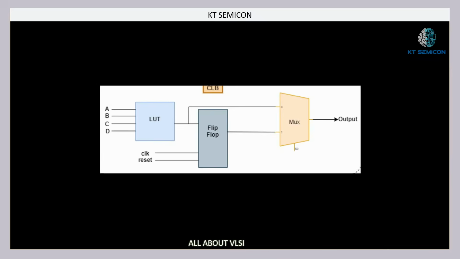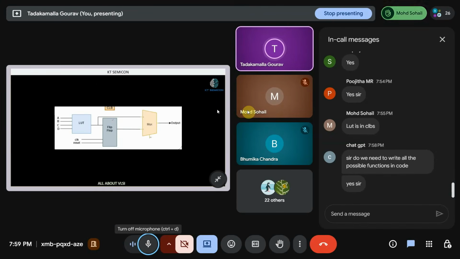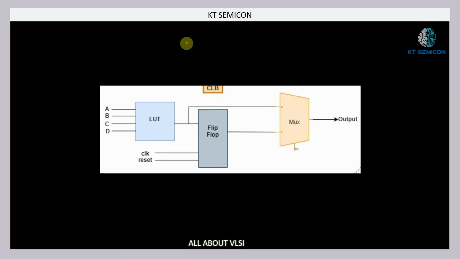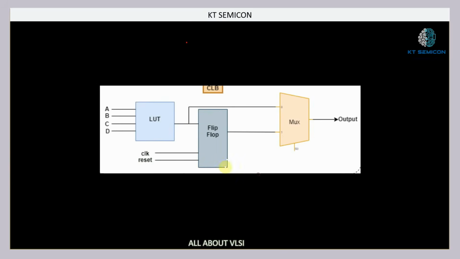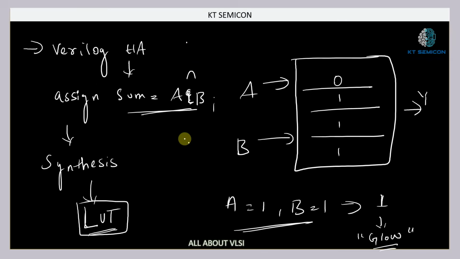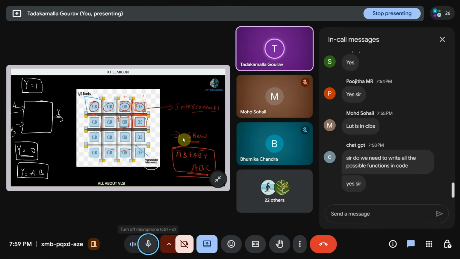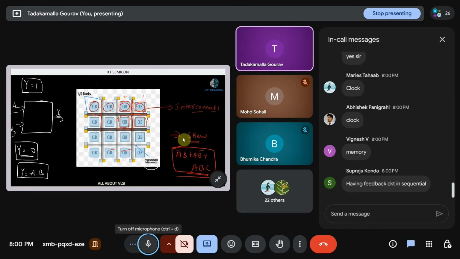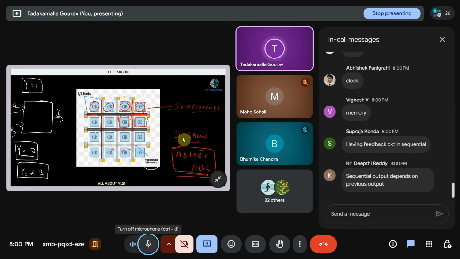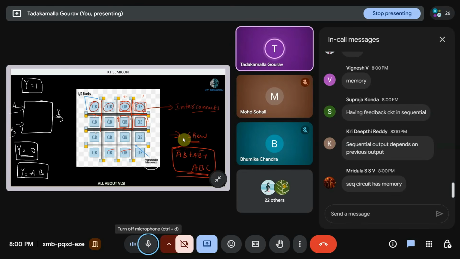Now, the things I have discussed till now were only for combinational circuits. Can anyone tell me quickly what is the difference between a combinational circuit and a sequential circuit? Yes, a sequential circuit has a memory and a feedback circuit, and it basically works with the clock, right?